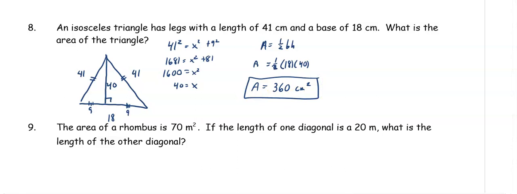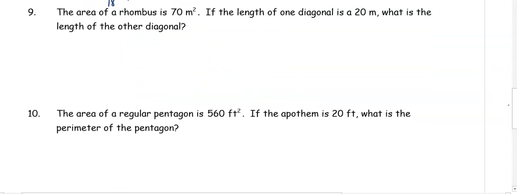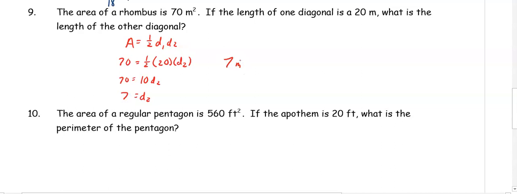In number 9, the area of a rhombus is 70 meters squared. If the length of one diagonal is 20 meters, what's the length of the other diagonal? So our area of a rhombus is 1/2 diagonal 1 times diagonal 2. So 70 equals 1/2 times 20 times diagonal 2. Half of 20 is 10, so 70 equals 10 times diagonal 2. When we divide, we get our second diagonal then is going to be 7 meters.